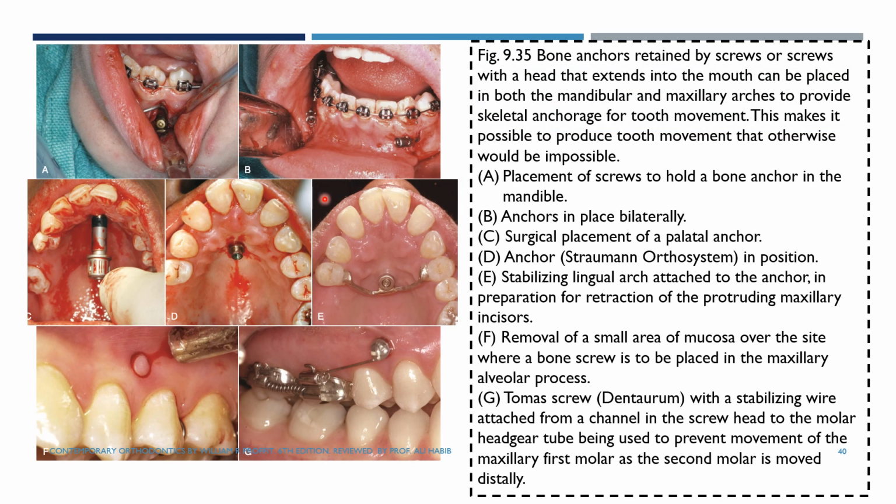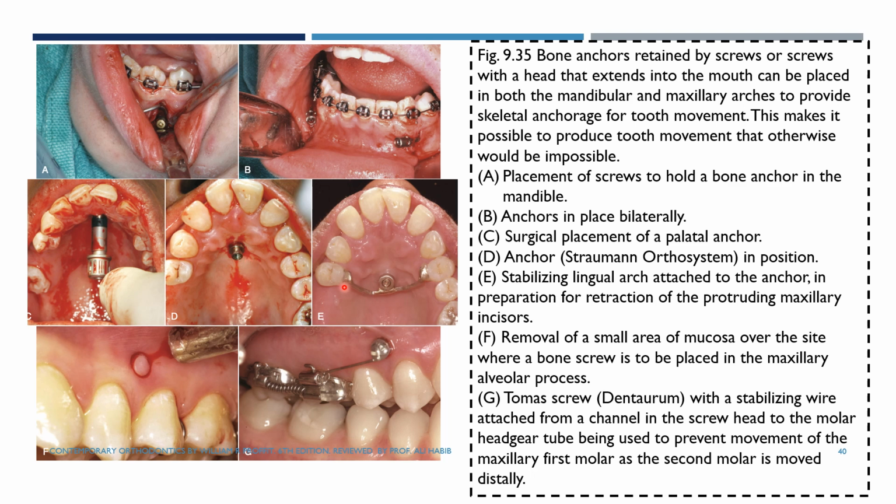Here I show you several examples of bone anchors that were used. For example, in A, I show you how to place screws to hold a bone anchor in the mandible, like to attach or anchor mini plates in place here. B, this is showing the anchors, the mini plates in place. And in C, this is a surgical placement of a palatal anchor, which is the Straumann Ortho system. As you can see in D here, after placement position.